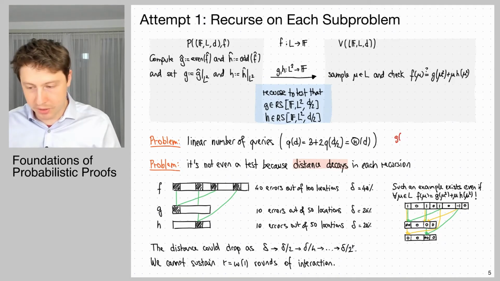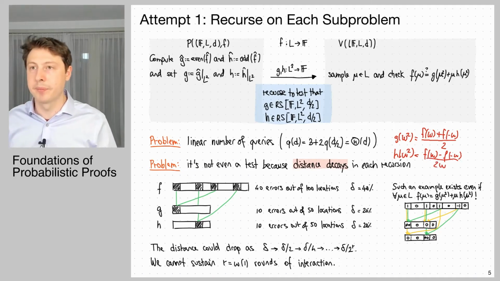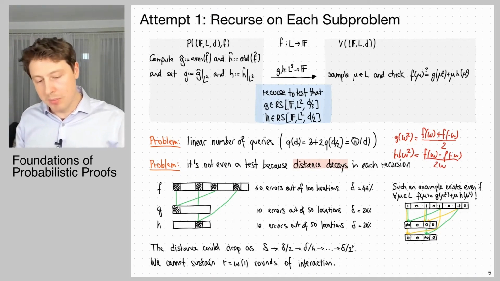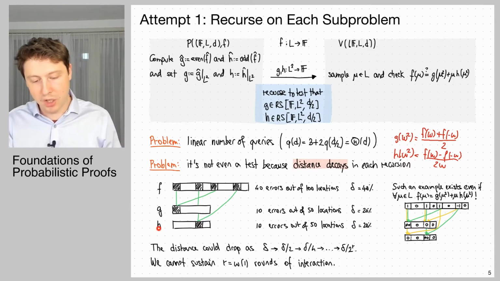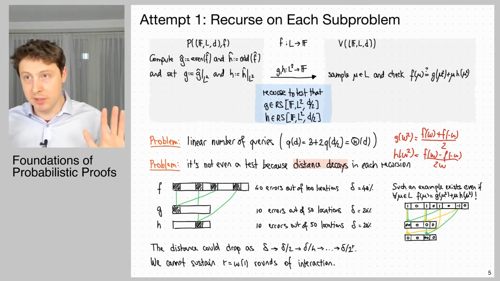G at some location omega squared equals f of omega plus f of minus omega divided by 2, and h of omega squared is f of omega minus f of minus omega divided by 2 omega. So these are local maps that let you derive g and h from f, and we'll prove that this is the case even in the honest case.